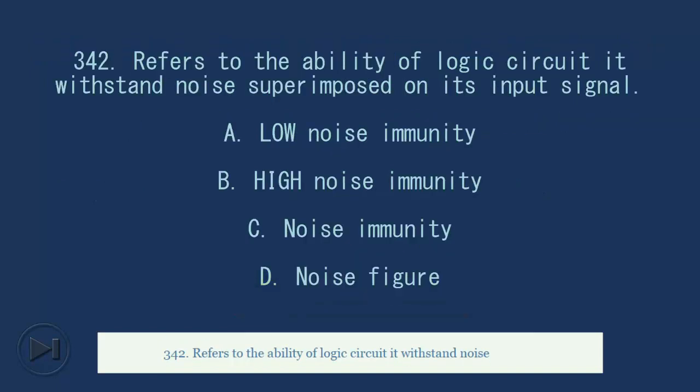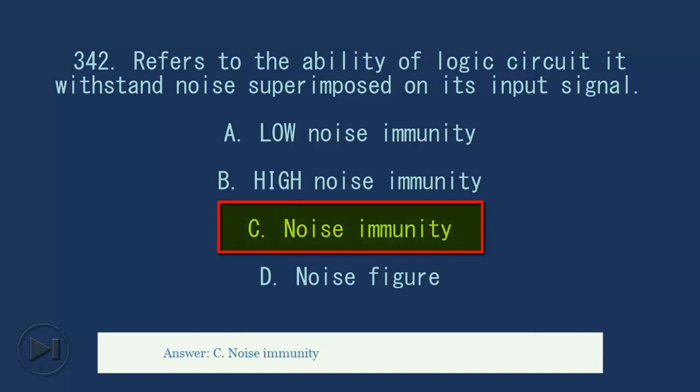342. Refers to the ability of a logic circuit to withstand noise superimposed on its input signal. A. Low noise immunity. B. High noise immunity. C. Noise immunity. D. Noise figure. Answer, C. Noise immunity.